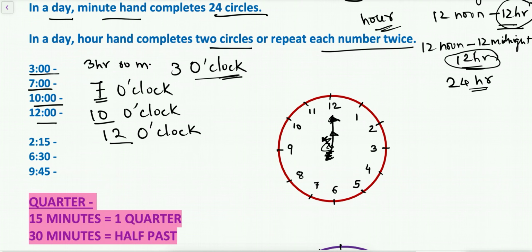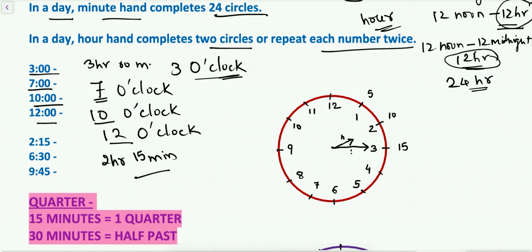Now we'll see 2:15. This is 2:15, which means 2 hours 15 minutes. So for 2 hours, the needle will be at 2. This is the hour hand. And for 15 minutes, it will not be exactly on 12. It will be here. This is 5 minutes, this is 10 minutes, and this is 15 minutes. So this is the hour hand and this is the minute hand. This is the time 2:15, 2 hours 15 minutes.